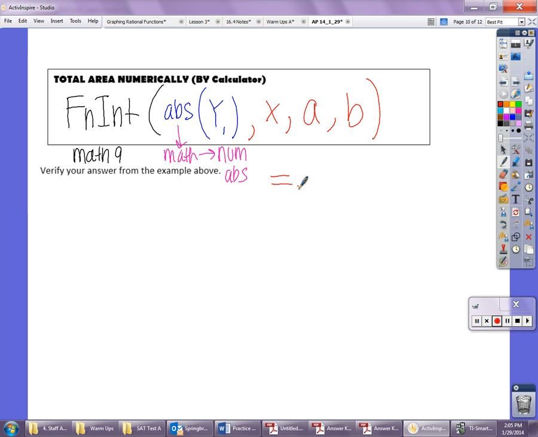And remember, that's the calculator notation. On the test, or on your AP exam, you would write it this way. Okay? Hopefully that helps some of you.